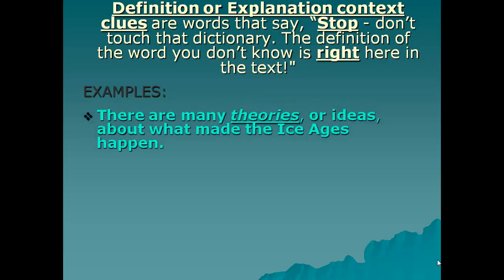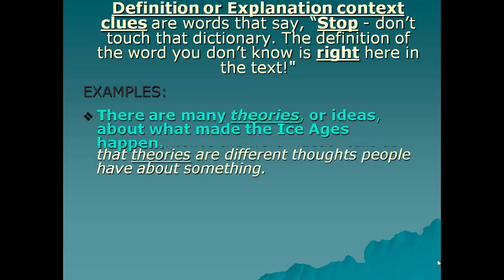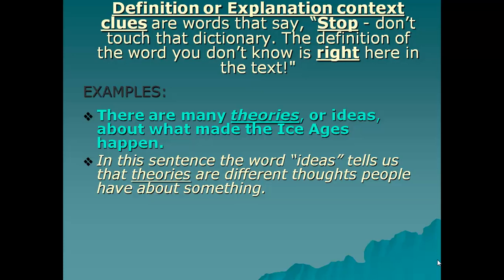For example, in the sentence, there are many theories or ideas about what made ice ages happen. In the sentence, the word ideas tells us that theories are different thoughts people have about something. Theories are defined as ideas right in the text for you.